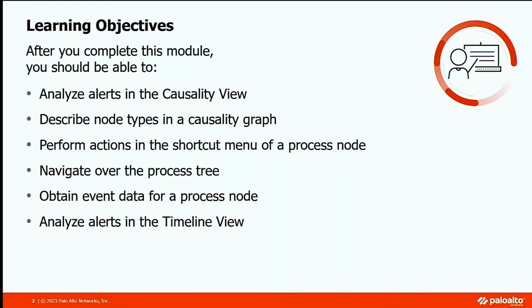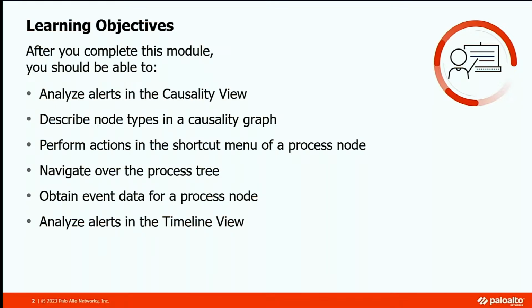All right. So in this module, by the end, you'll be able to analyze alerts in the causality view, and understand the different node types that we have in the causality graph, the main portion of the causality view page. You'll know how to perform actions by using the shortcut menu of a process node. What kind of actions do we have? Add to the allow list, add to the block list, terminate a running process, quarantine a file.